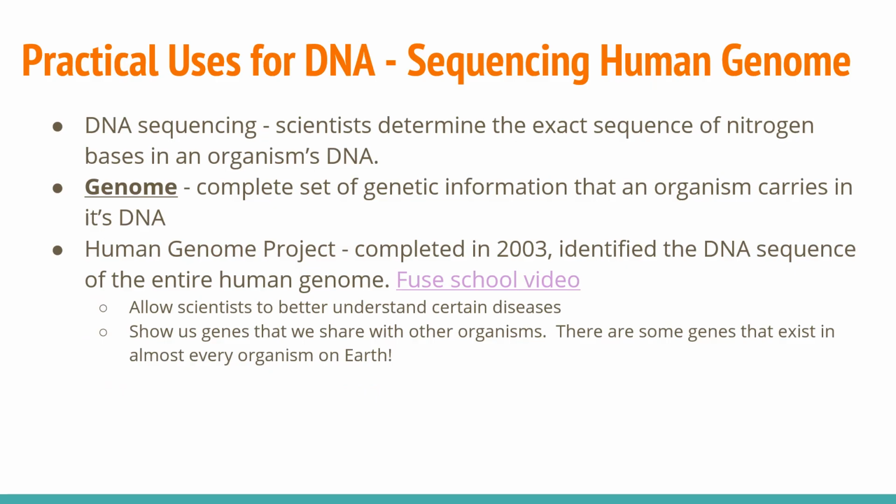So now we're going to talk about some practical uses for DNA. First of all, sequencing the human genome. DNA sequencing is when scientists determine the exact sequence of nitrogen bases in an organism's DNA. Your genome is the complete set of genetic information that an organism carries in its DNA. The Human Genome Project, which was completed in 2003, identified the DNA sequence of the entire human genome. It allows scientists to better understand certain diseases. It shows us genes that we share with other organisms. There are some genes that exist in almost every organism on Earth.